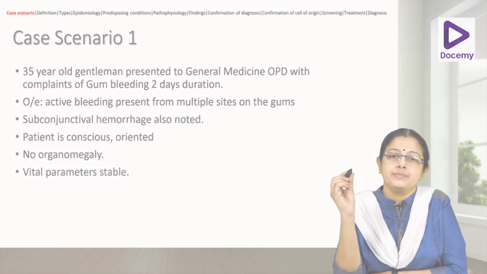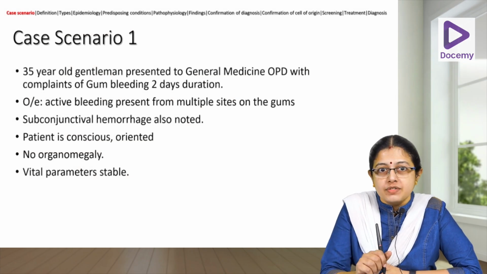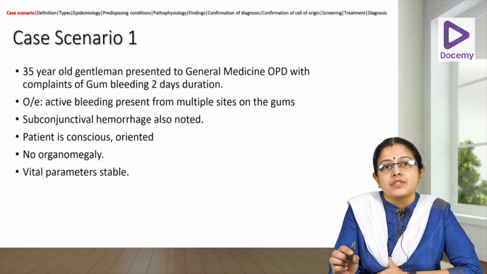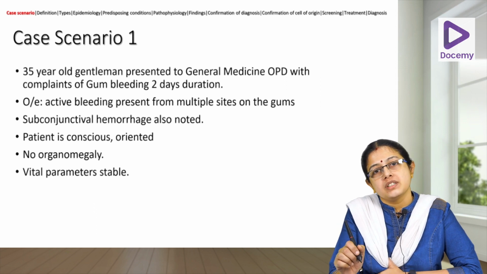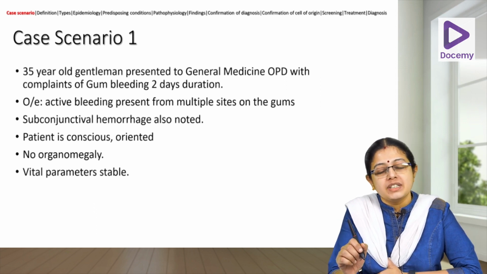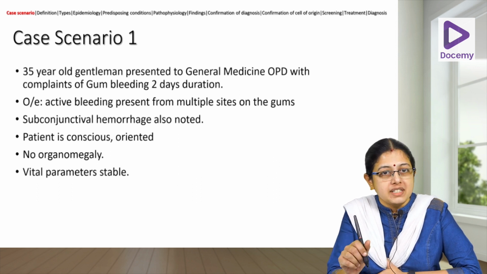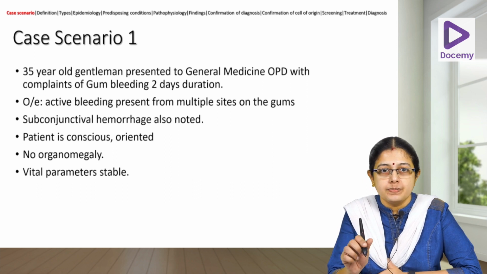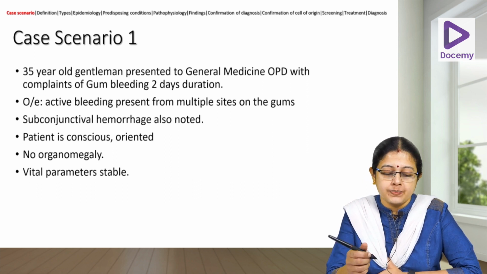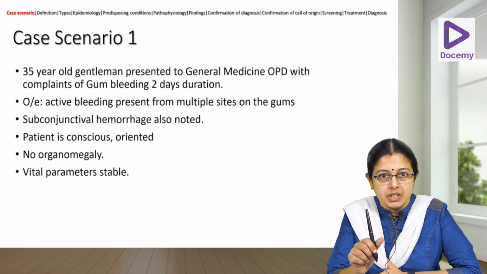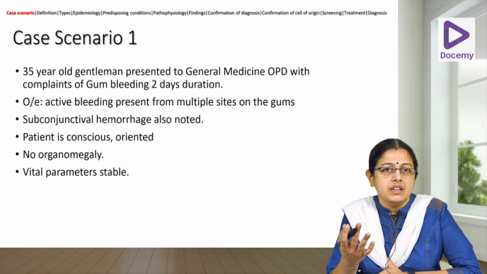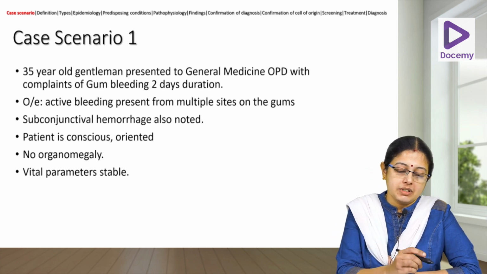So shall we start? Coming to the first case scenario, we have a 35-year-old gentleman who presented to the general medicine OPD with complaints of gum bleeding of 2 days duration. On examination, this patient had active bleeding from multiple sites on the gum, not just one single site. He also had subconjunctival hemorrhages. He looks conscious and oriented, with no organomegaly, and the vital parameters were stable.